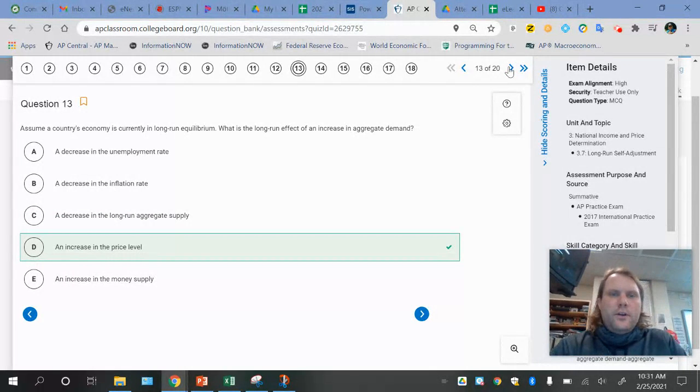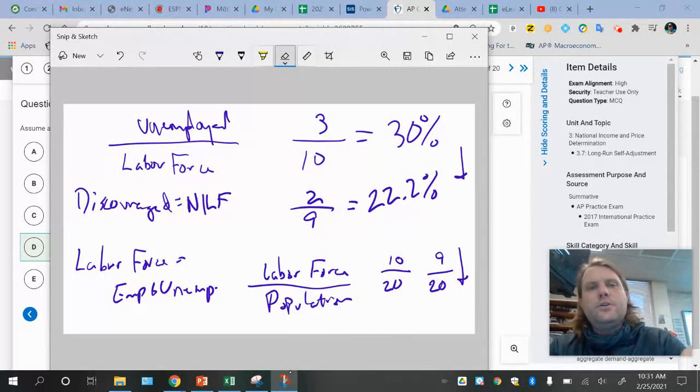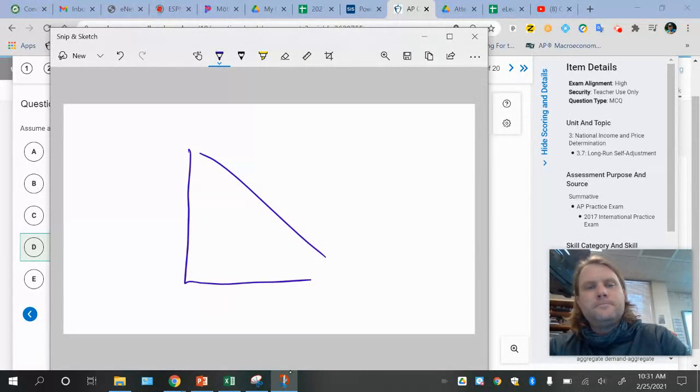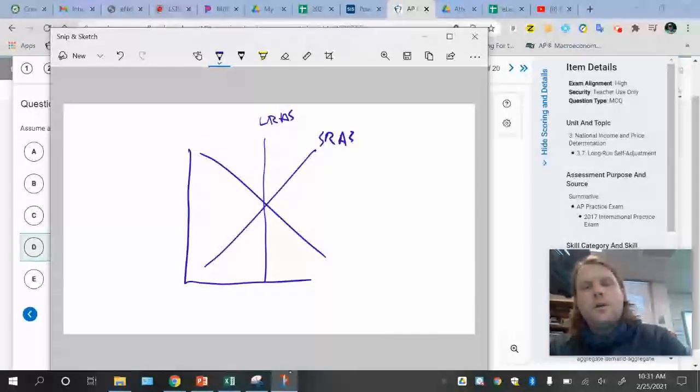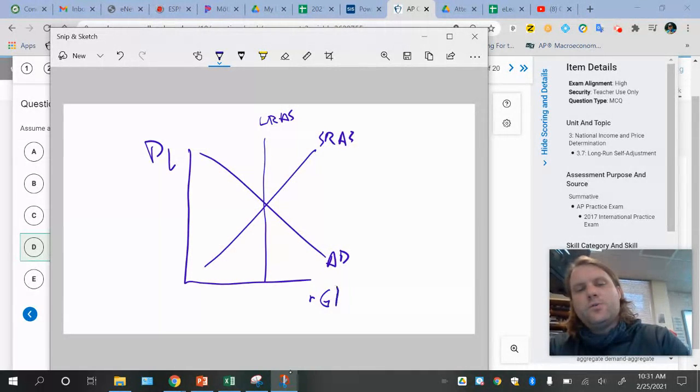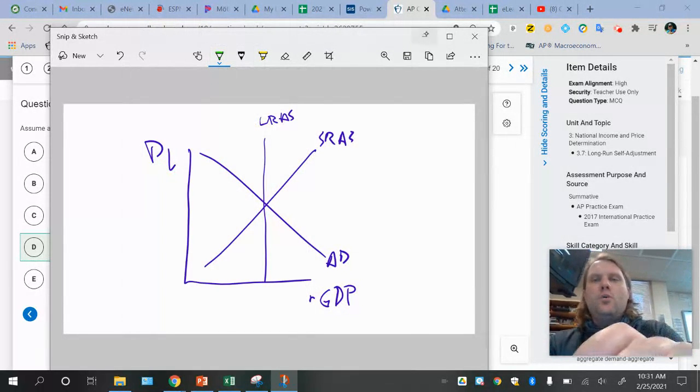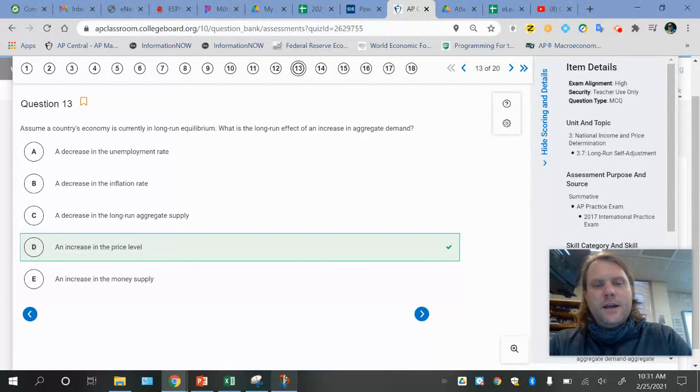All right, we've got long run equilibrium. What's the long run effect of an increase in aggregate demand? Okay, so they're not super clear in telling you what to do. All right, so we're in long run equilibrium here. All right, and we got long run aggregate supply, short run. This is asking you again, usually we see this worded with the idea that the government's not going to get involved. So we've got an increase in aggregate demand, long run.